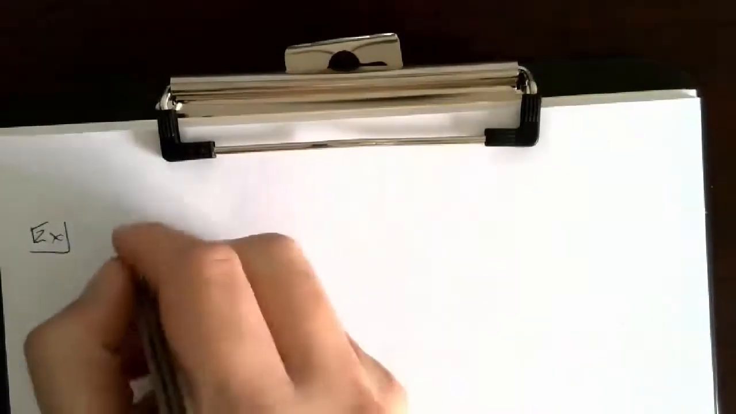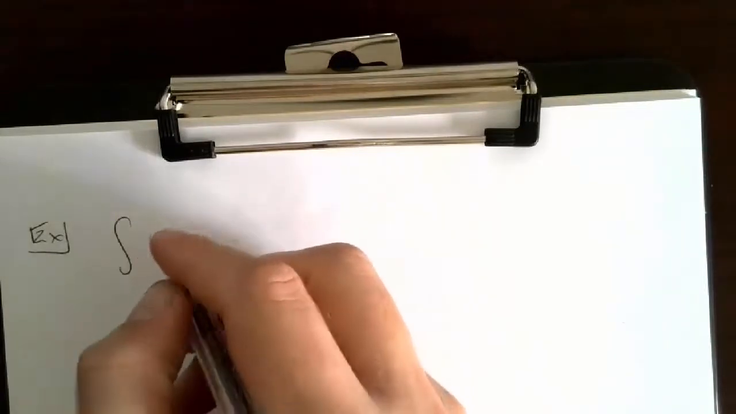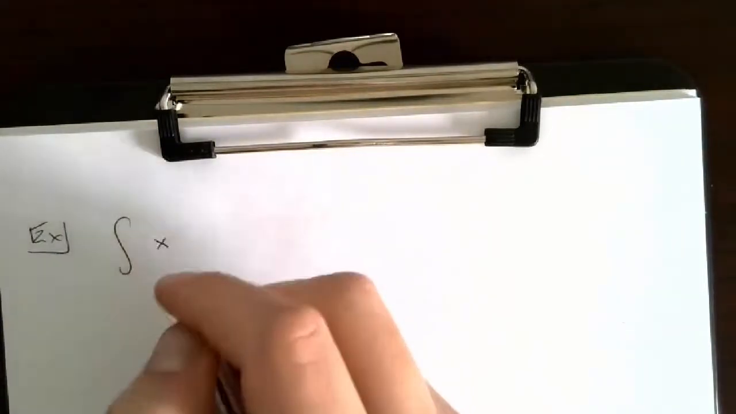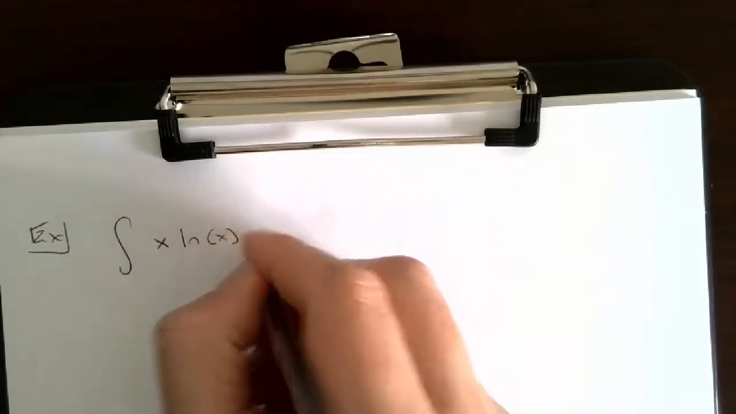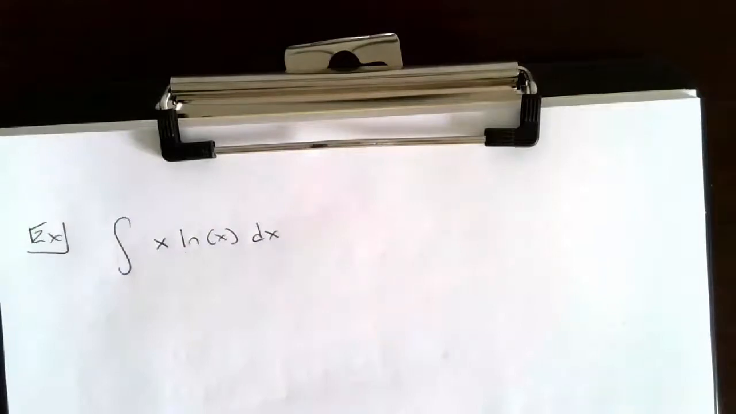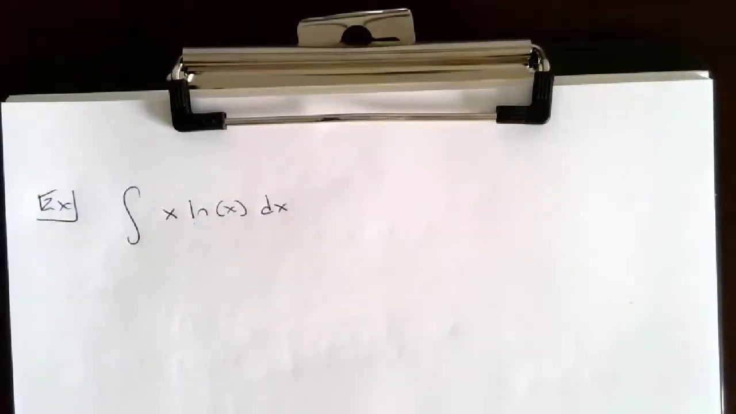So let's do some examples here. For this example, let's take the integral of x times the natural log of x dx. Now, when I give you this integral, the first thing you should think is, okay, I have a product there, x times ln of x. Maybe a u substitution will work, what we learned in the last section.